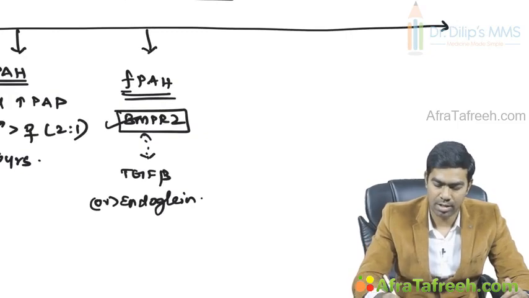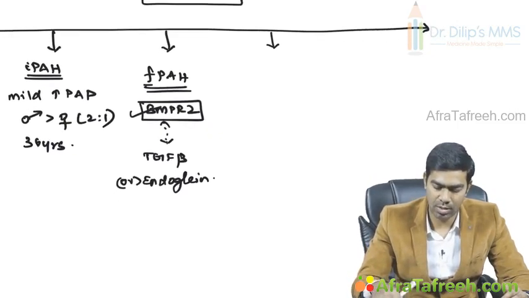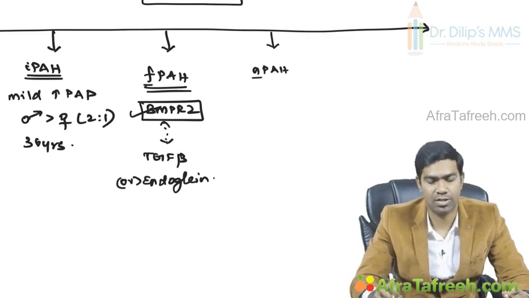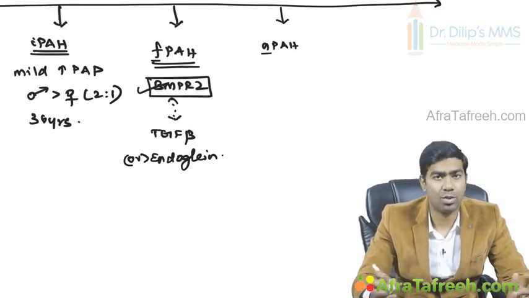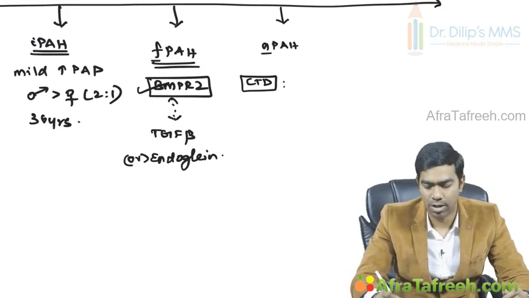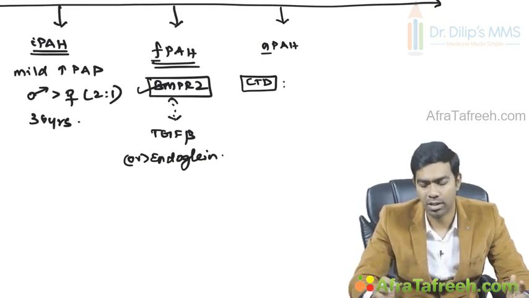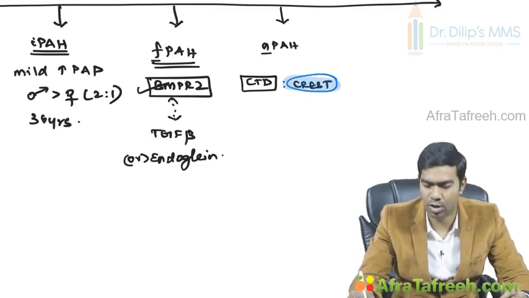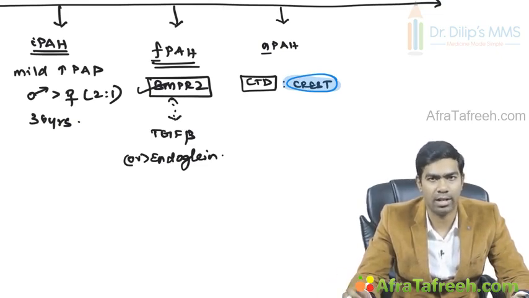So this is there. Then number 3, you have another condition called associated pulmonary artery hypertension, that's called APAH, where you are going to have a lot of associated conditions. The first important condition is the CTD, that is connective tissue disorder. Lot of connective tissue disorders may result in associated pulmonary artery hypertension. What are they? The first is always you have to note about the CREST syndrome. This is going to be the exam question. CREST, always CREST in scleroderma, limited sclerosis. We will discuss in rheumatology in detail.